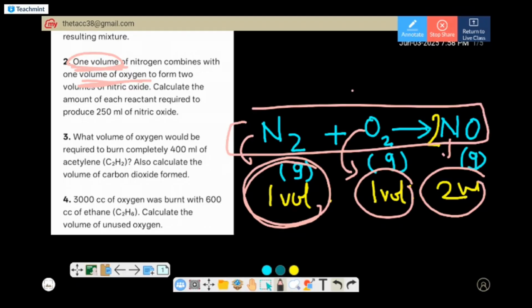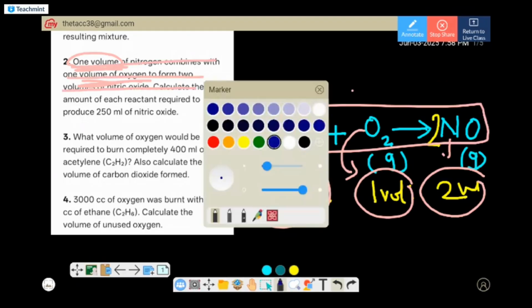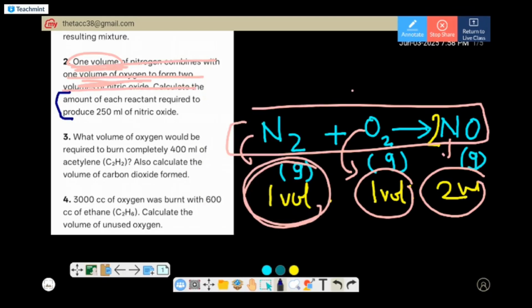Now we have to check the second part. We have to calculate the amount of each reactant required to produce 250 ml of nitric oxide. So they are expecting 250 ml of nitric oxide. That's the only information given to us. We don't know how much nitrogen we want, how much oxygen is needed, but we know that the result is we need to have 250 ml of nitric oxide.